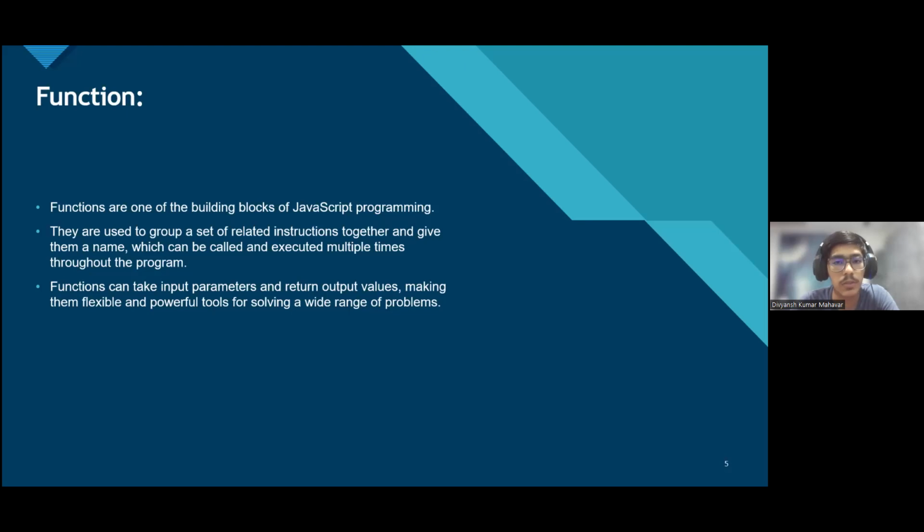Then there is the function. Functions are one of the building blocks of JavaScript programming. They are used to group a set of related instructions together and give them a name, which can be called and executed multiple times throughout the program. So basically, it is a piece of code enclosed with a name, so you can call it again without having to write the whole function again. Functions can take input parameters and return output values, making them flexible and powerful for solving a wide range of problems.